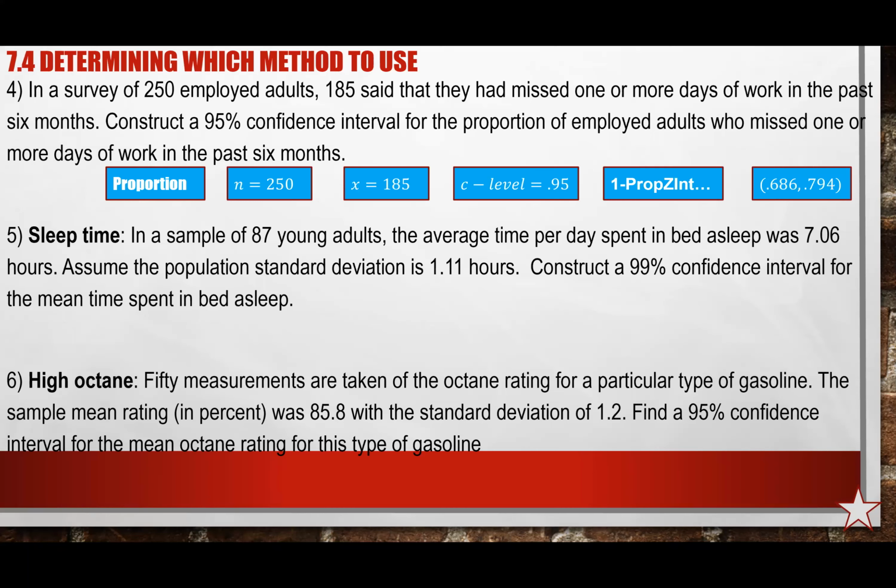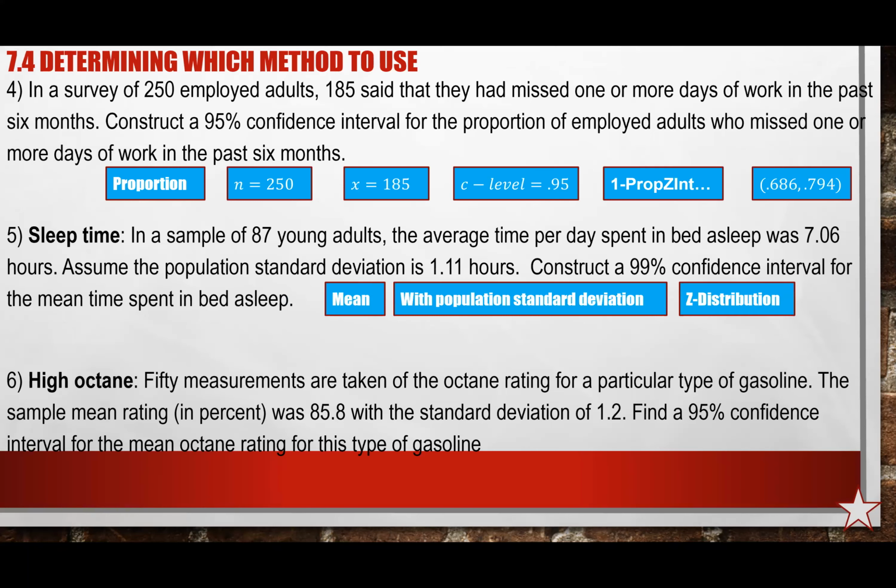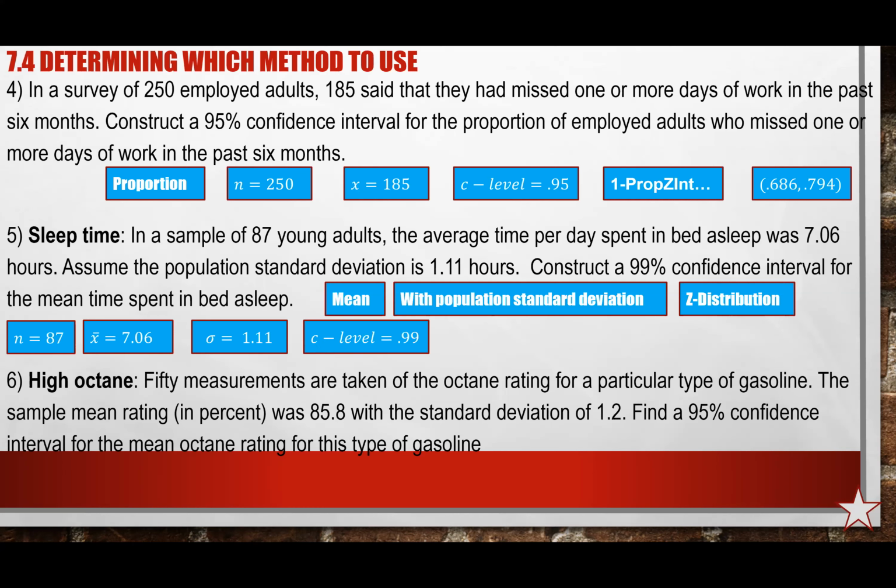And number five and number six, those are your challenge, where we identify that they ask us to construct an interval for the mean. And again, they give us the population standard deviation. And because they give us the population standard deviation, we will use the Z distribution, which is the Z critical value, which is the Z interval feature in your calculator. And again, the things that we need are the N, the total sample size, the X bar, the sigma, and the C level, which is the confidence level. And this is the feature in your calculator that we will be using, which is option number seven, the Z interval.